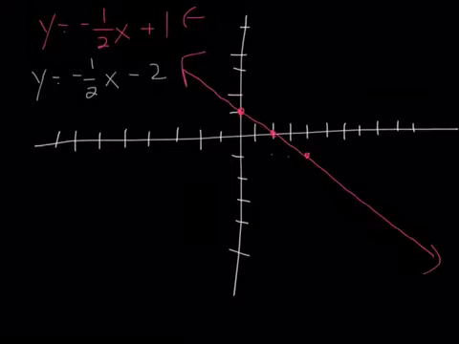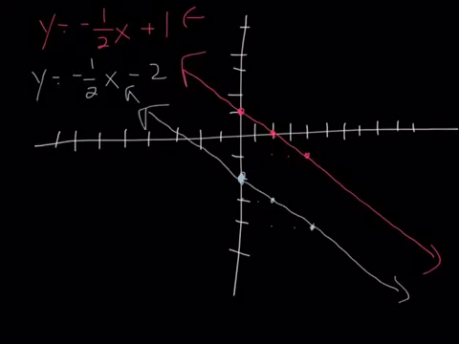Now let's count negative 1/2 x minus 2. So again, we'll start on the y-intercept of negative 2. I'm counting down 1, right 2, down 1, right 2. Interesting. What do you notice about these lines? They're parallel. Why are they parallel? What do you notice in the equations?